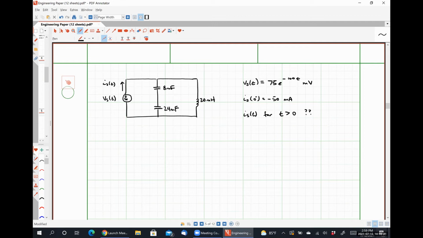Combine them like you would in parallel, like you would resistors in parallel. All right, so that would be 8 times 24 over 8 plus 24. So somebody tell me what that's going to be. 6 microfarad. 6 milli. My handwriting might be terrible. That should be lowercase m, which is milli. 6 millifarad.